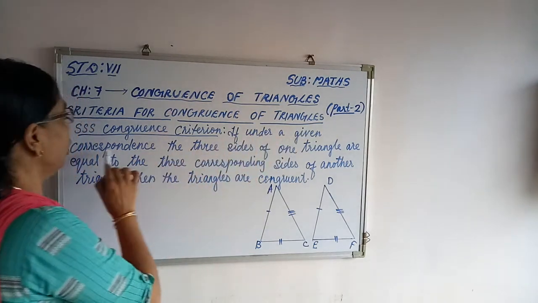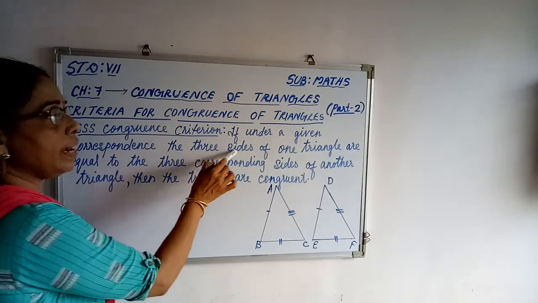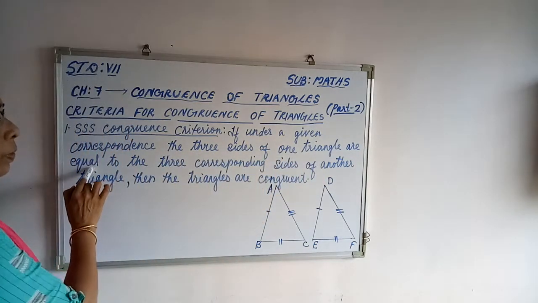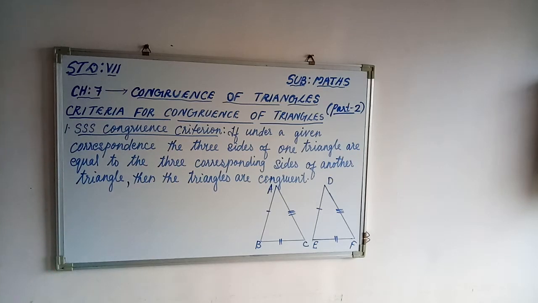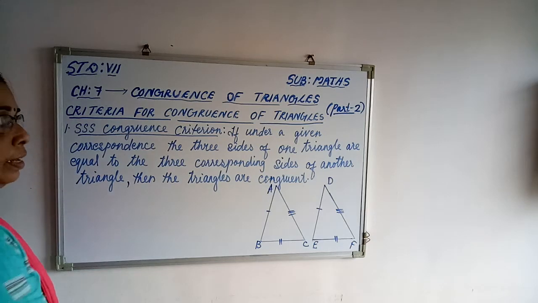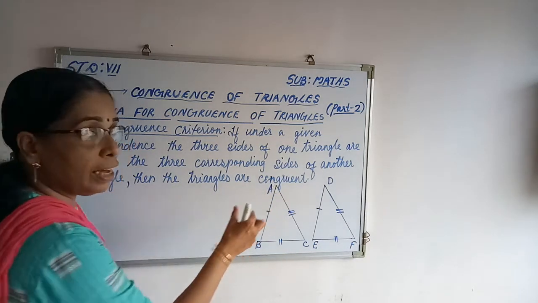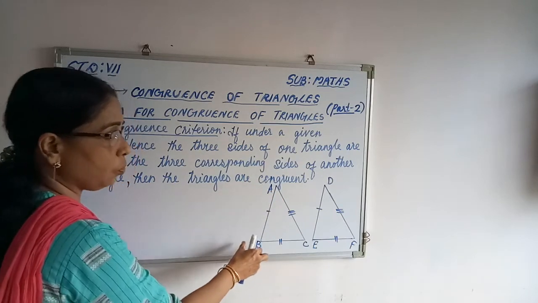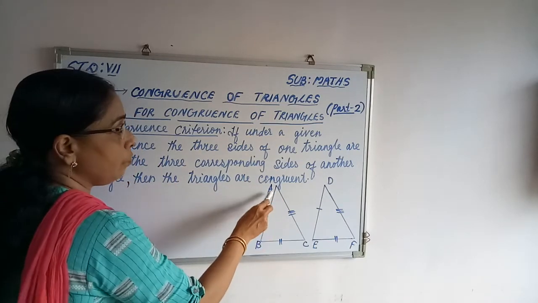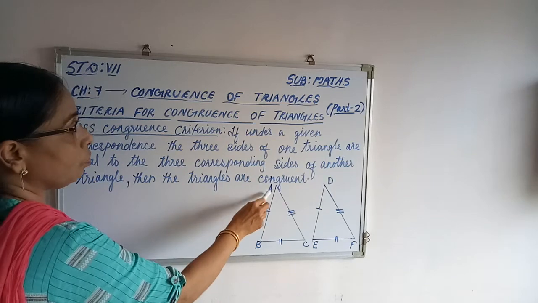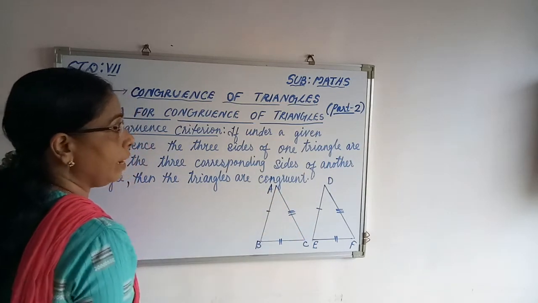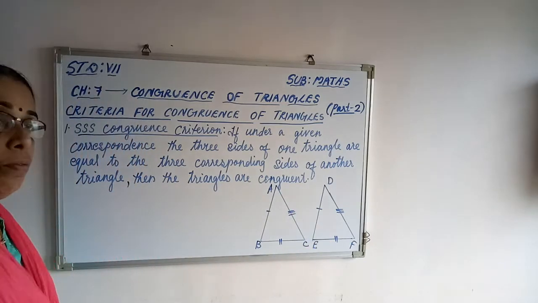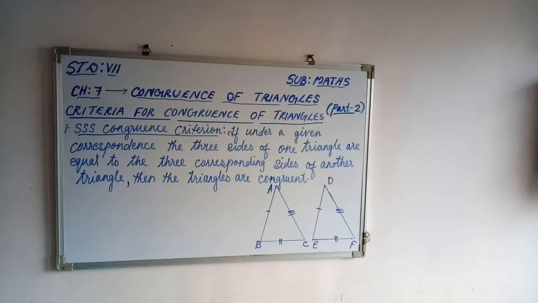We can see what is SSS congruence criterion. If under a given correspondence, the three sides of one triangle are equal to the three sides of another triangle, then we can say that both the triangles are congruent. That means under a one-to-one correspondence, if the sides of one triangle are equal to the corresponding sides of another triangle, then both the triangles are congruent.